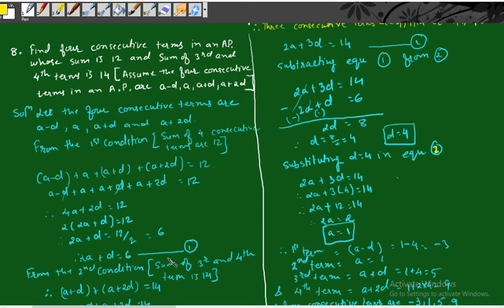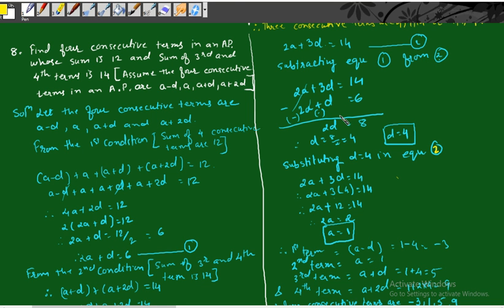Now see the first equation and the second equation. The first term of both the equations is the same. So we will subtract, but for the subtraction, whether to subtract 1 from 2 or 2 from 1, for that decision we will see the second term. This term 3d is greater than d, so we will subtract equation 1 from equation 2.